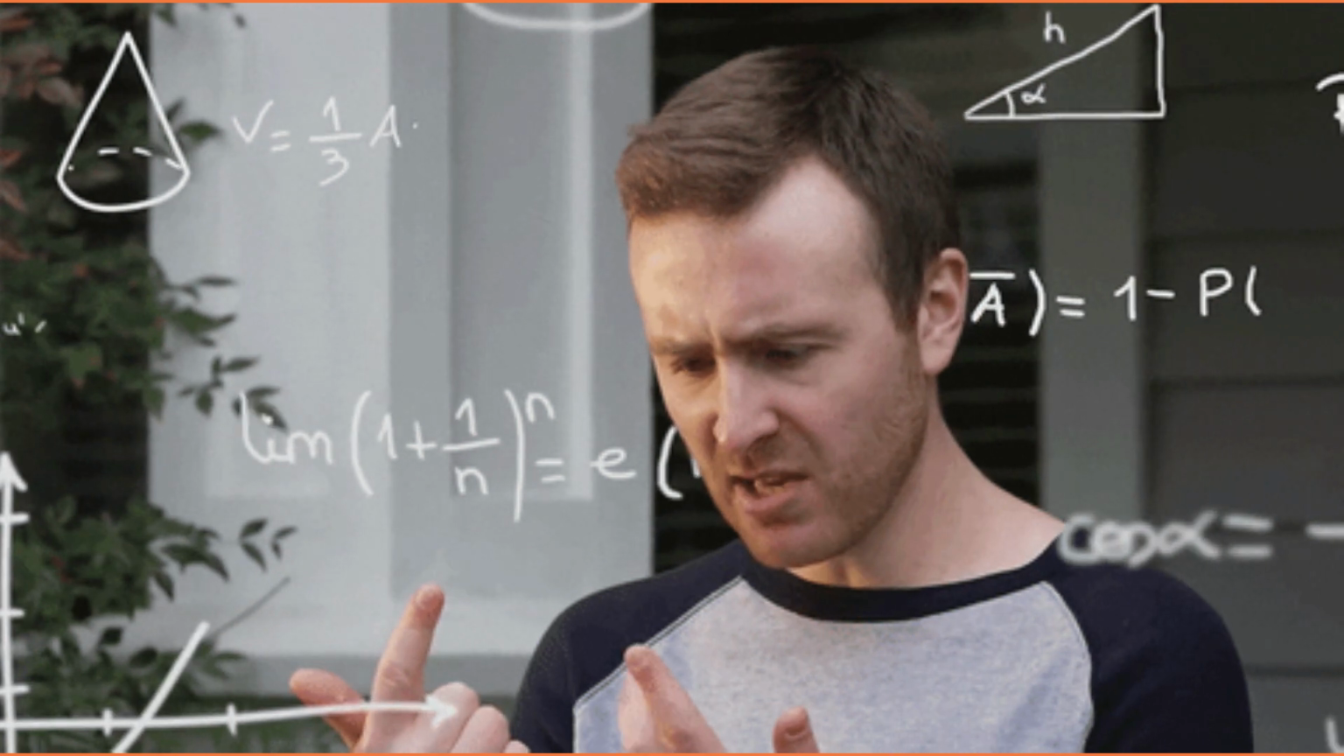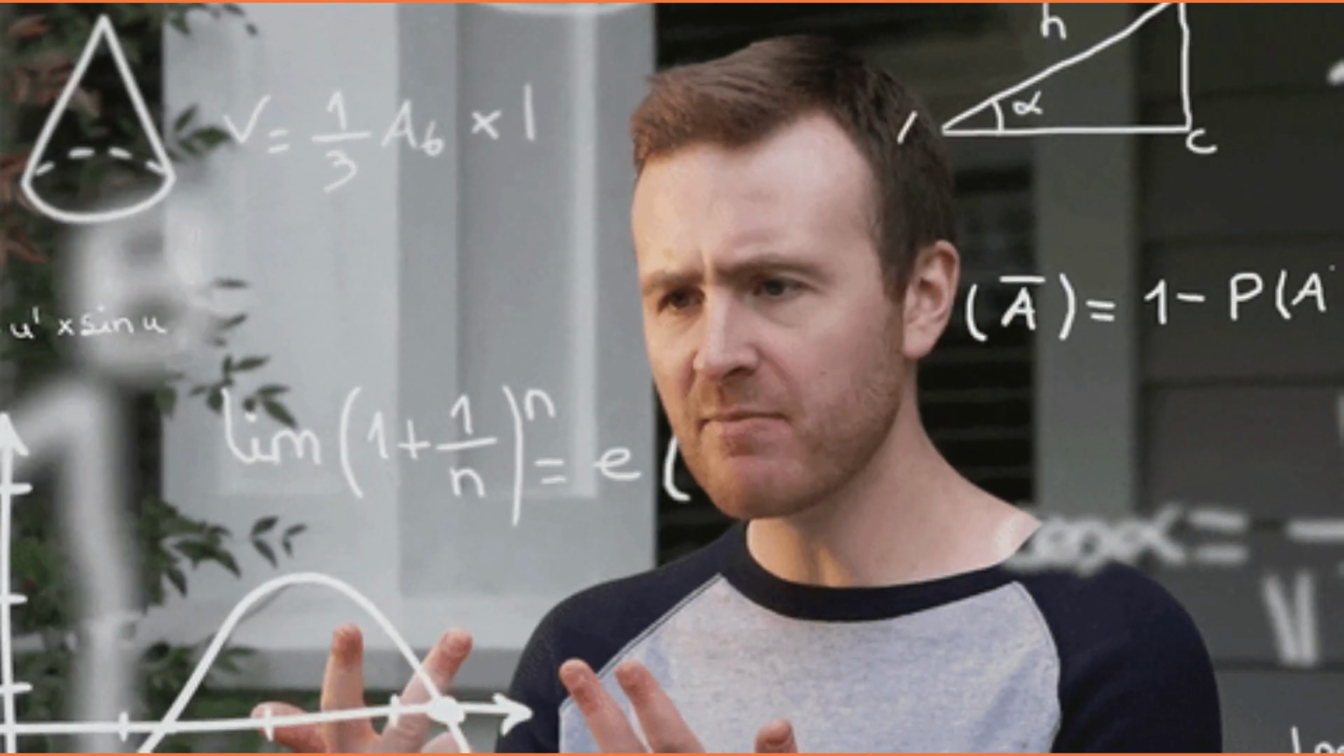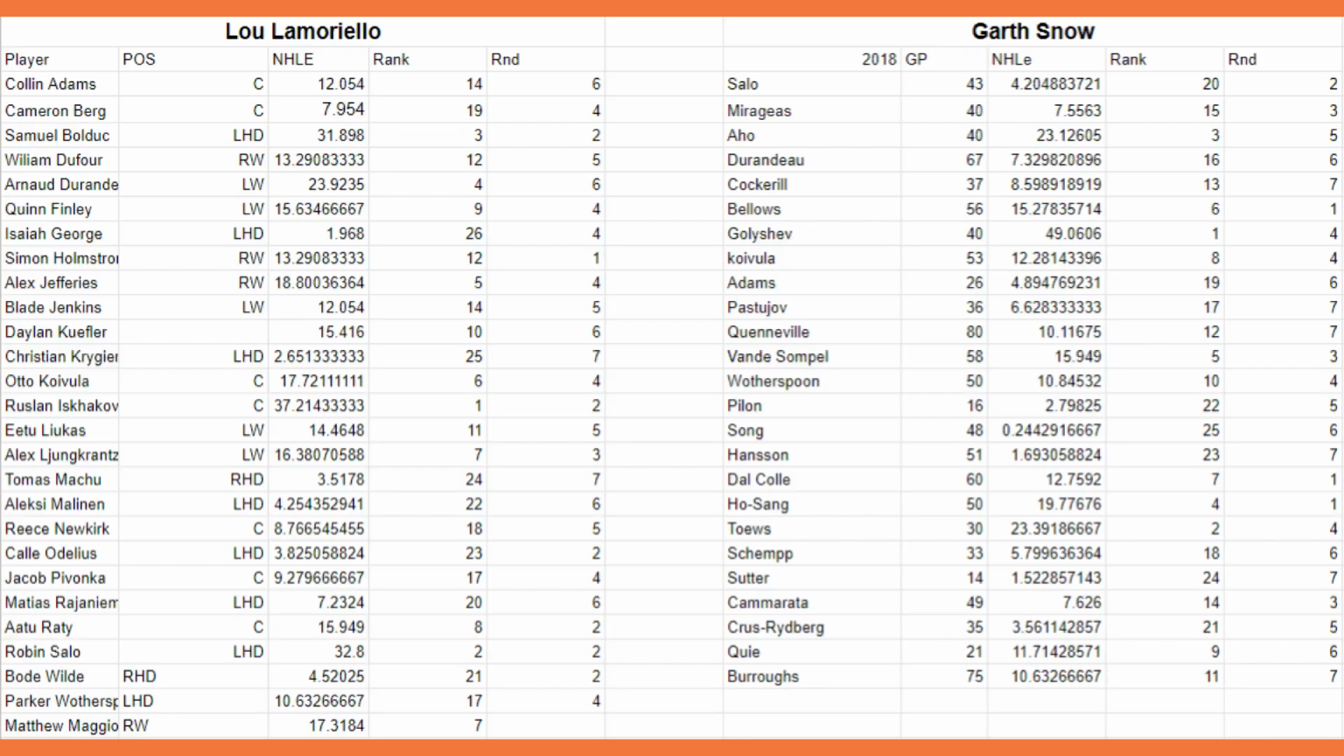Now to the fun part. How do we measure strength, and how do we compare whose is better and whose is worse? What I did is I used NHLE, and I know it's not perfect, but it gives us a nice number to look at without having to pull a million different data points. It makes it nice and easy and gives us a good overall measure of the strength of various prospect pools. Now here's the list for both GMs, Lou Lamoriello and Garth Snow, with the player name, the position, their NHLE, and their rank within that specific prospect pool.